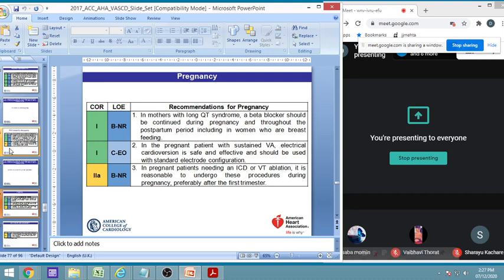In a pregnant patient with sustained ventricular arrhythmias, electrical cardioversion is safe, effective, and should be used with standard electrode configurations. It won't cause any problem, and it will be safer than drugs.